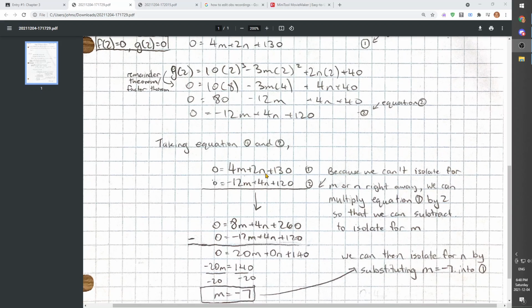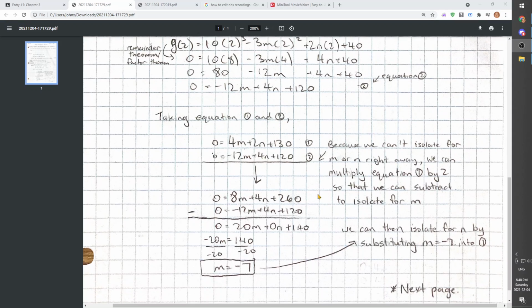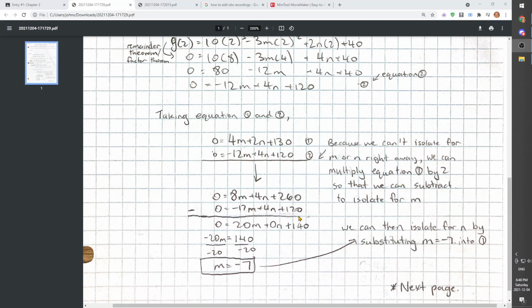Putting both of the equations together, we can see that we can't immediately add or subtract both equations to isolate for m or n. Therefore, we must get two variables of the same value, which I did by multiplying the first equation by 2. That way, both equations now have 4n.